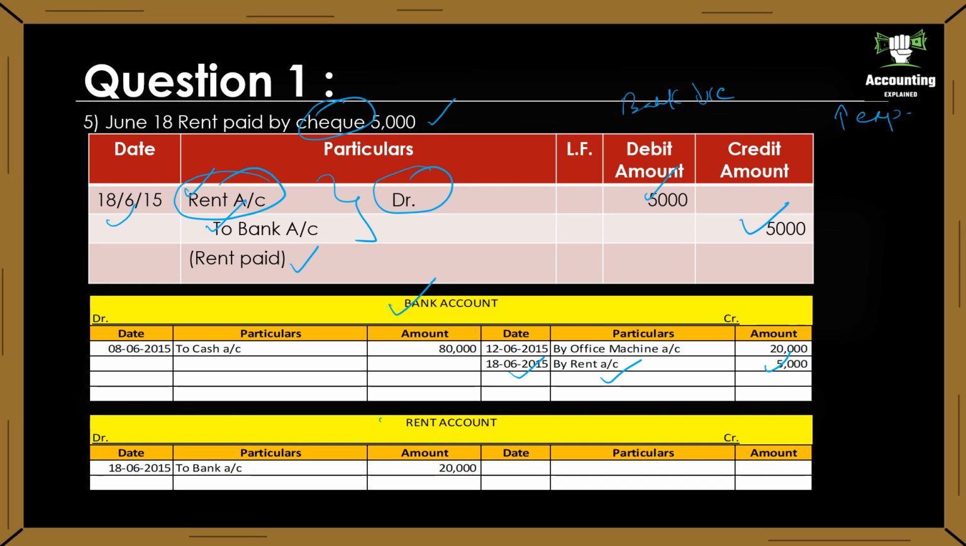Now open a new account called rent account. Okay, what is opposite of rent account? Opposite of rent account is bank. Bank you have credited. Now in the rent account of the ledger you are going to debit it. Now on 18/6/2015 to bank account, since it is debit, 20,000 rupees.